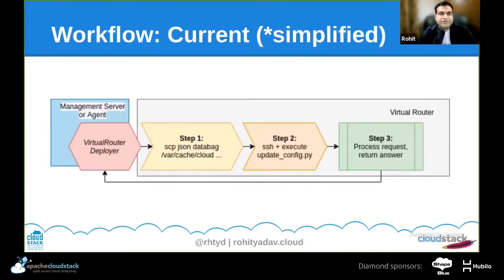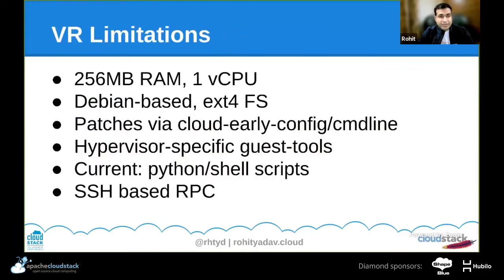So it's a highly simplified version of the workflow we have right now: step 1, copy the JSON file. Step 2, execute a script, which will read the JSON data bag, process it, and return an answer to CloudStack. So we have to see how we can optimize and think of all those aspects if we were to introduce a new VR agent. When we do that, we have to be aware of certain VR limitations, specifically that it has limited RAM and CPU in the default offering, it is patched in a custom, hypervisor-specific way using a command line string, and it uses SSH as an RPC mechanism.